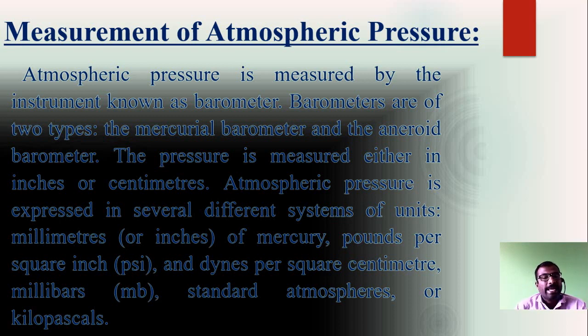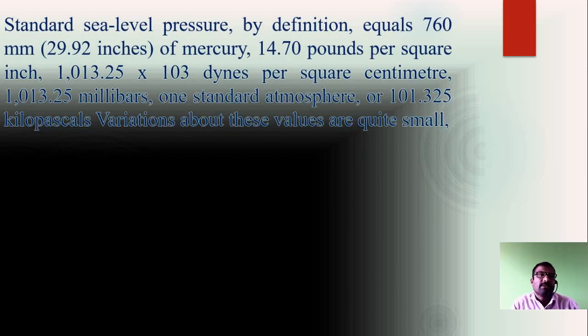Atmospheric pressure is expressed in several different systems of units: millimeters, inches of mercury, pounds per square inch, called psi, and dynes per square centimeter or millibars. The standard atmosphere or kilopascals is also a measurement of atmospheric pressure.